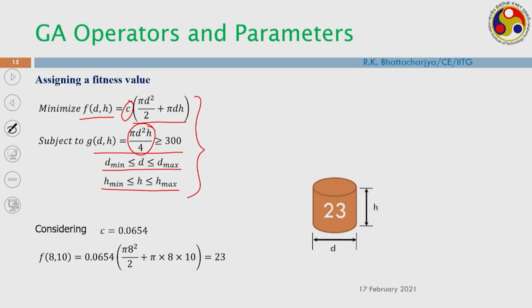So, for example, suppose I say that the diameter is 8 and 10 is the height of this can, and then for C equal to 0.0654, I am getting the value equal to 23. So, this will give you the cost of this particular can.